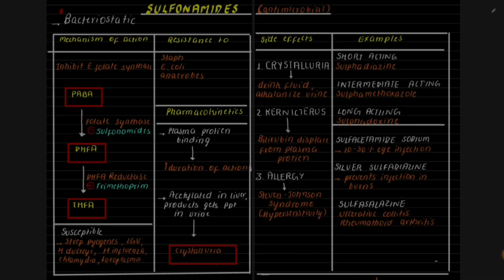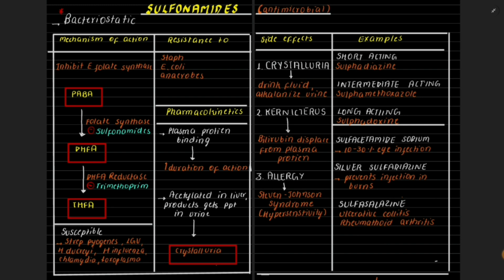Today we are going to learn about sulfonamides. These are a group of drugs which belong to antibiotics. These are bacteriostatic in nature, which means that sulfonamides do not kill the bacteria, they simply suspend its growth.